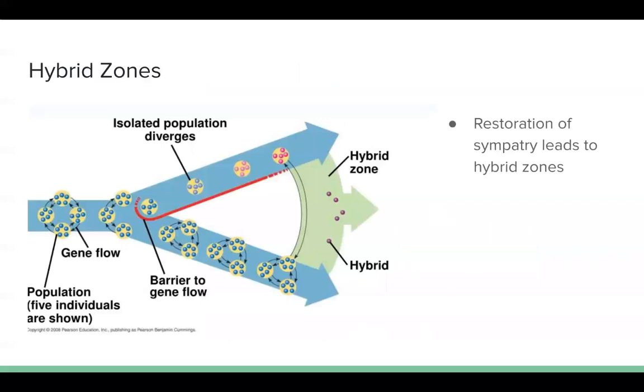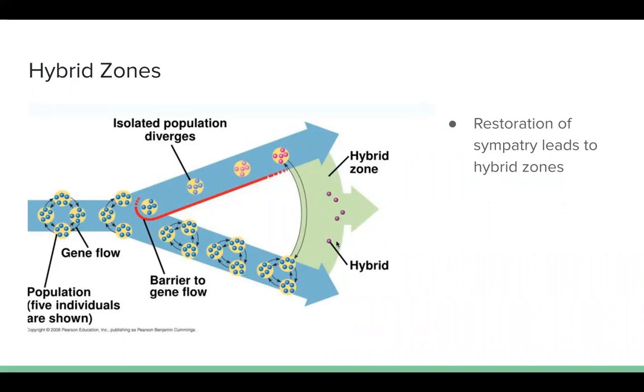Hybridization is most easily recognized when two allopatric populations come together and there's that restoration of symmetry, which creates hybrid zones. You can see that in the image here. You see an initial population that was geographically isolated, and the isolated population diverged. They became separate species. Then there was a restoration of symmetry. They're allowed to reproduce, and it created hybrids in this hybrid zone.